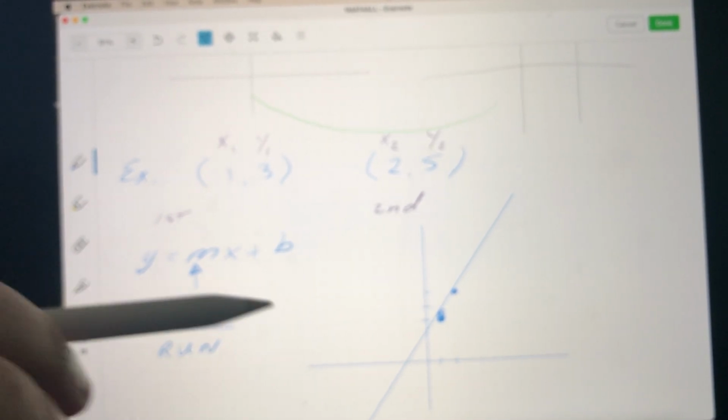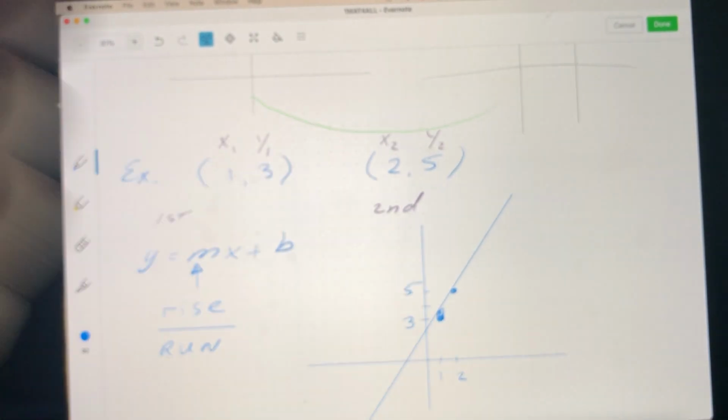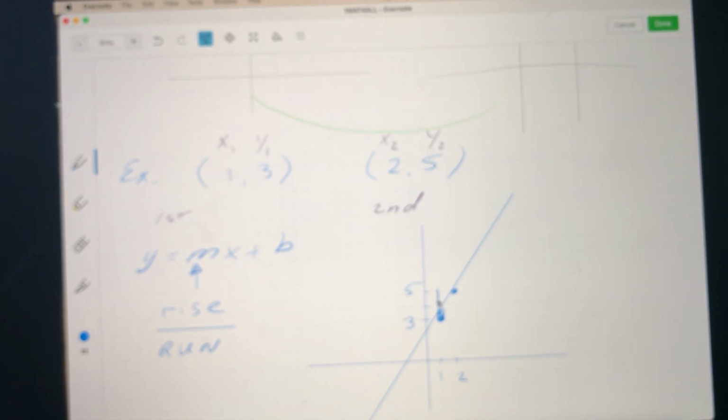Because we are going from the height of 3 to the height of 5. This is 1, this is 2. So if I'm going from 3 to 5, that's 2 units up. So my rise is positive because I'm going up, and it is 2 units.